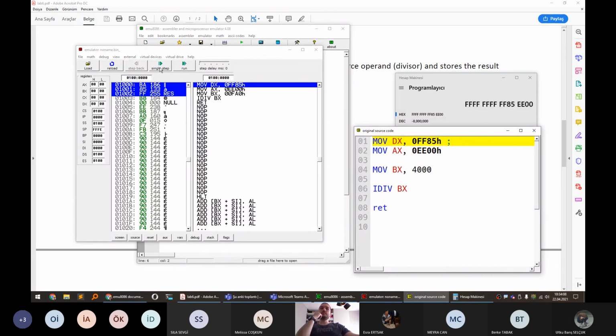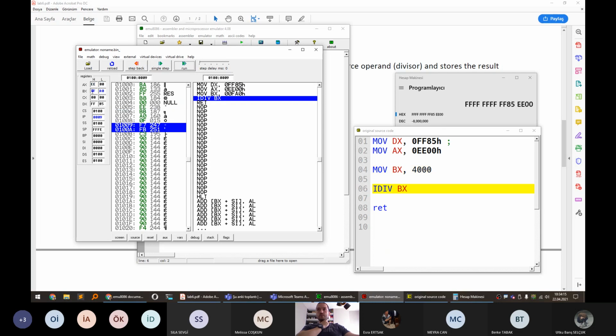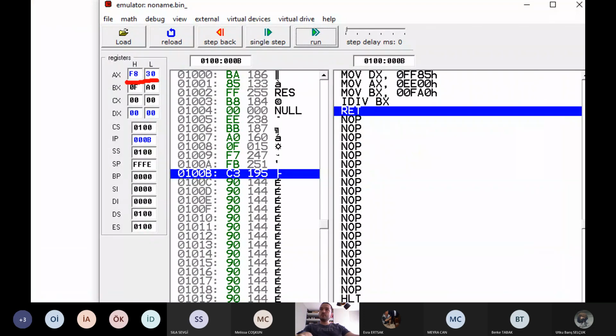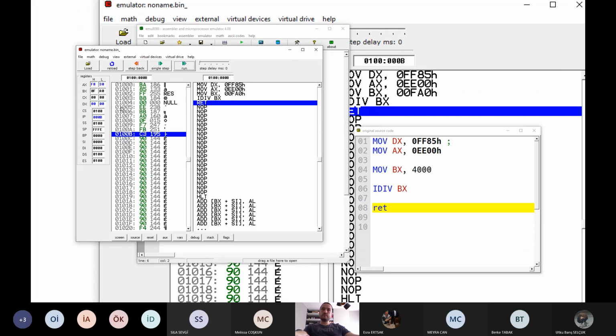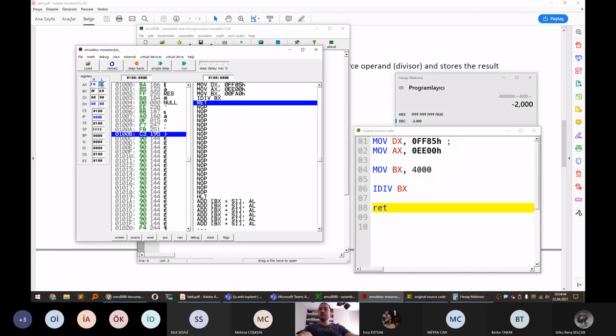Okay, now see the result. Minus 8 million is stored into DX-AX combination. 4000 exactly the same, this is positive. Put it into BX. And the I division operation is calculated. The result is F830. There is no remainder. Where is the result? This is 8 million, 8 million divided by 4000. The result is F830, as you can see, F830.